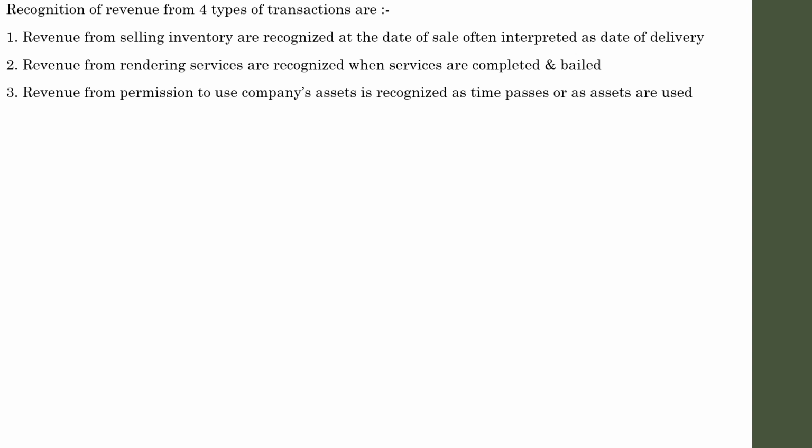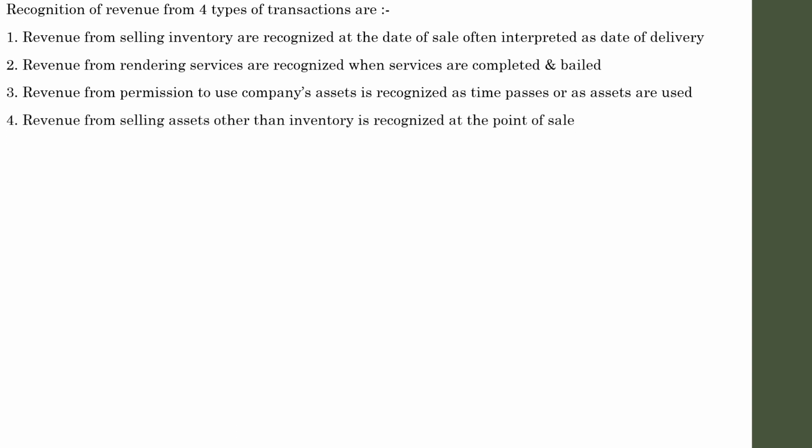That is another point. Revenue from permission to use the company asset, meaning assets of any company, is recognized as time passes because the interest or the fees charged on the usage of an asset is based on the time it is used or the basis of hours it is utilized.